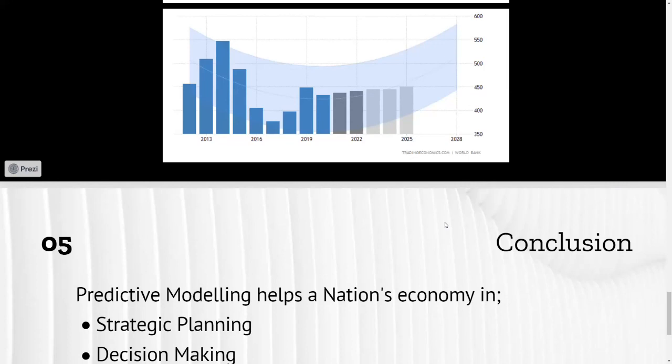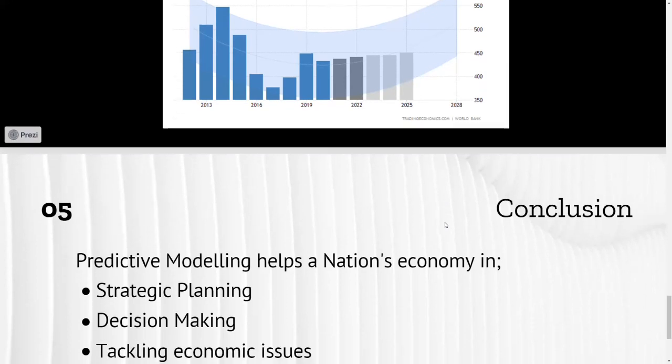Then it helps in decision making. What kind of decisions do we have to take on the indicators of our GDP? What kind of decisions do we have to take in unemployment? What kind of decisions do we have to take to combat inflation? What kind of decisions do we have to take in the production sector of the economy? What kind of decisions do we have to take in a lot of sectors of the economy? This is how it can help the nation.